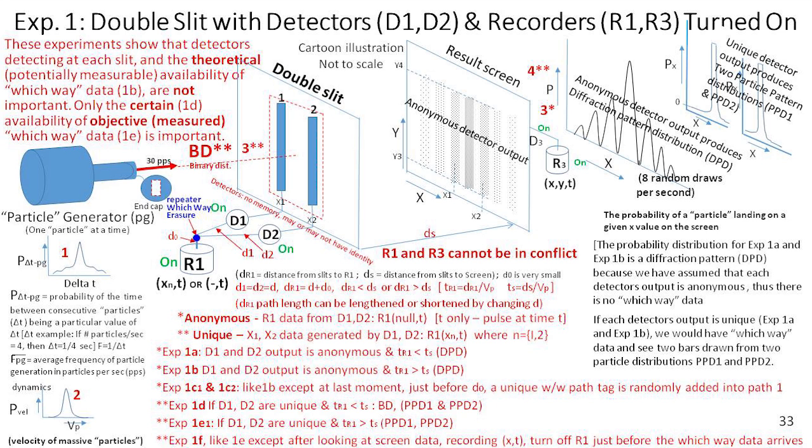You see behind the double slits is the detectors, and behind that is the patterns that we'll look at. Sometimes we'll get a diffraction pattern, sometimes we'll get the two bar or the particle pattern. All right, we have six experiments in this set. So we will look at the first one now.